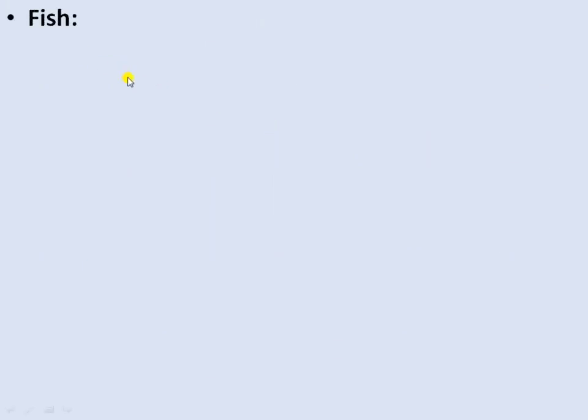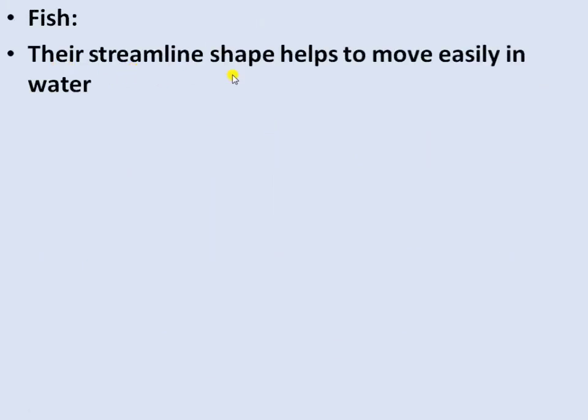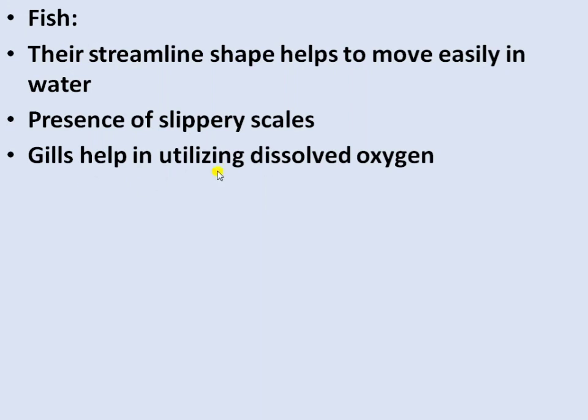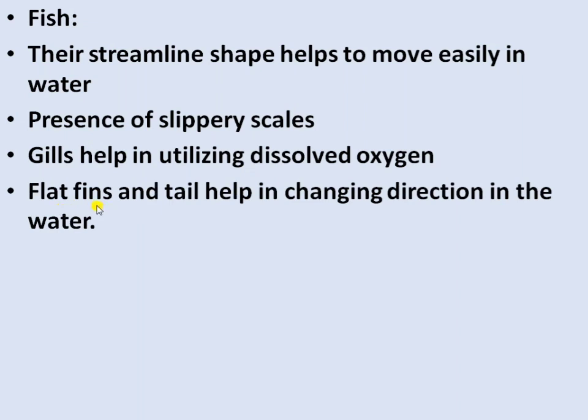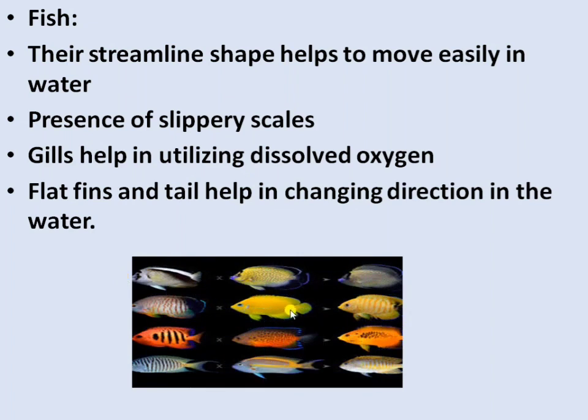Next is about the fish, the habitat of fish. The streamlined shape helps them move easily in water. They have slippery scales. Gills help in utilizing the dissolved oxygen. They have gills for respiration. Flat fins and tail help in changing direction in the water. This is a picture of different types of fishes. They have a streamlined shape, which helps them move easily in water, slippery scales on their body, and gills that help in utilizing the dissolved oxygen present in water.